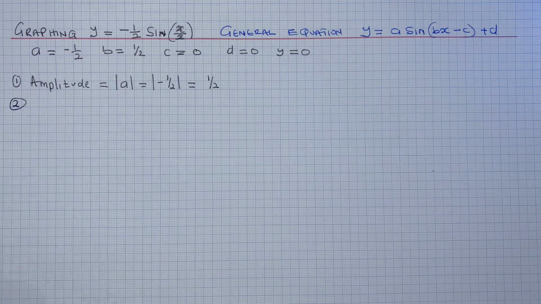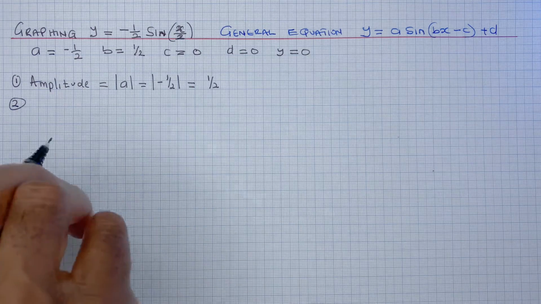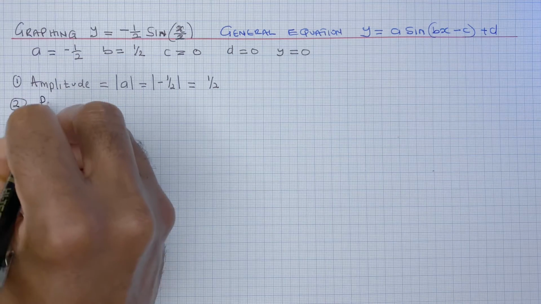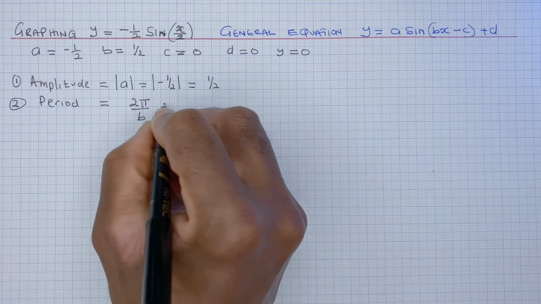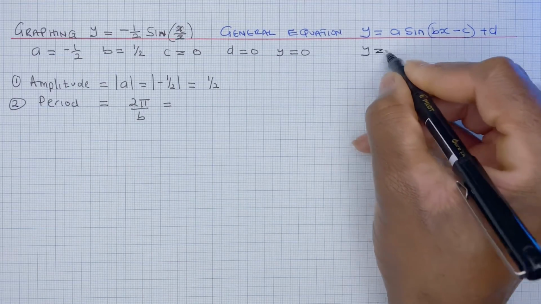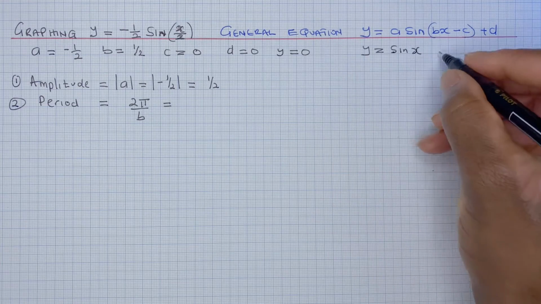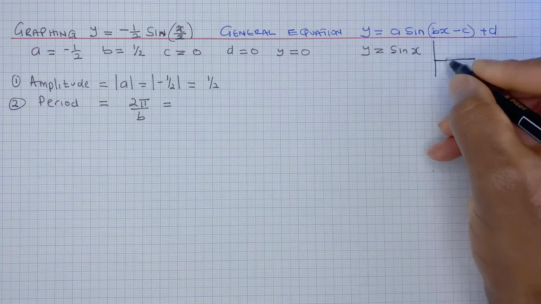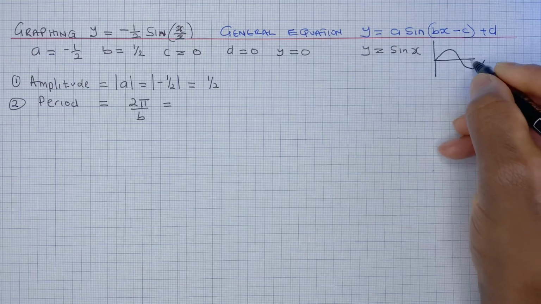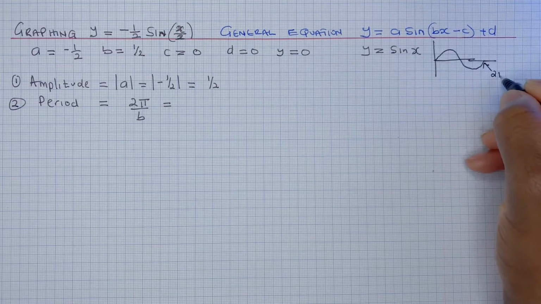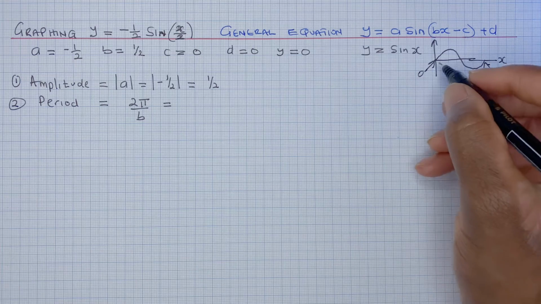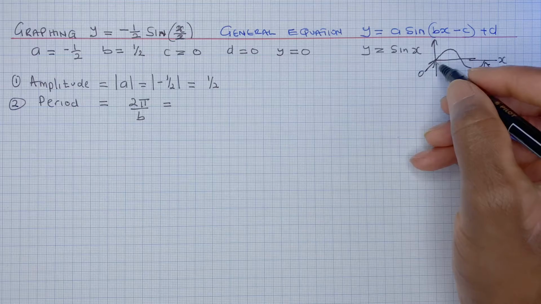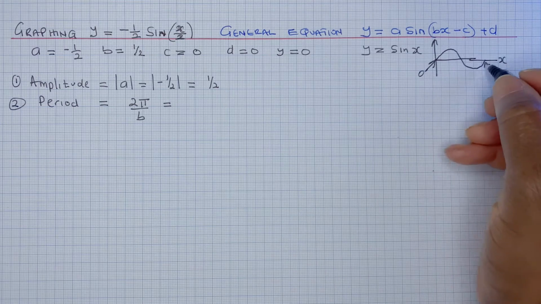Number 2 is we have to do the period. So the period of the function is equal to 2 pi over b. In this case, if you look at y equals sine x, this is a parent function, and if you sketch that graph, it starts from 0 all the way to 2 pi. So the end here is 2 pi, and this is 0. That's where it starts. And so this is a period. The period is 2 pi. That is when it completes one oscillation, so that's one period before it starts to repeat itself.